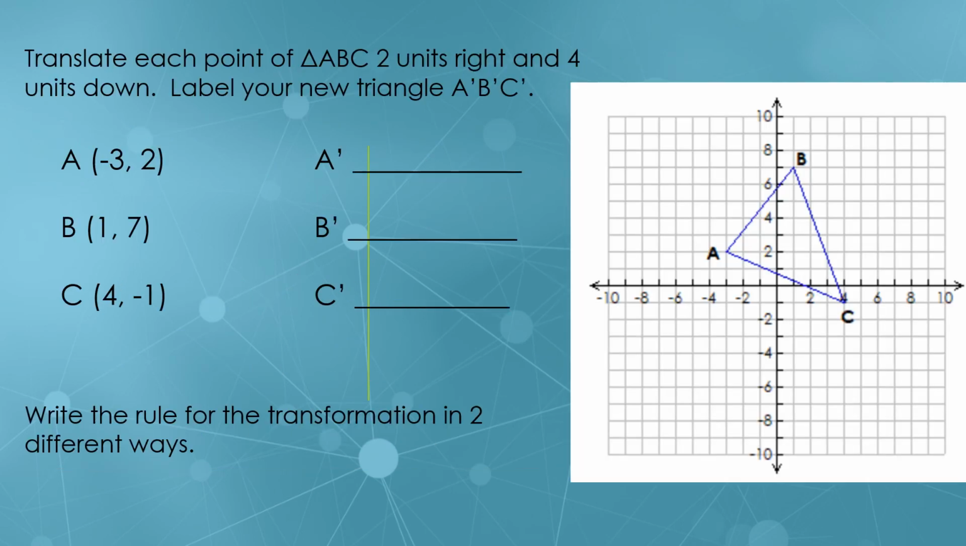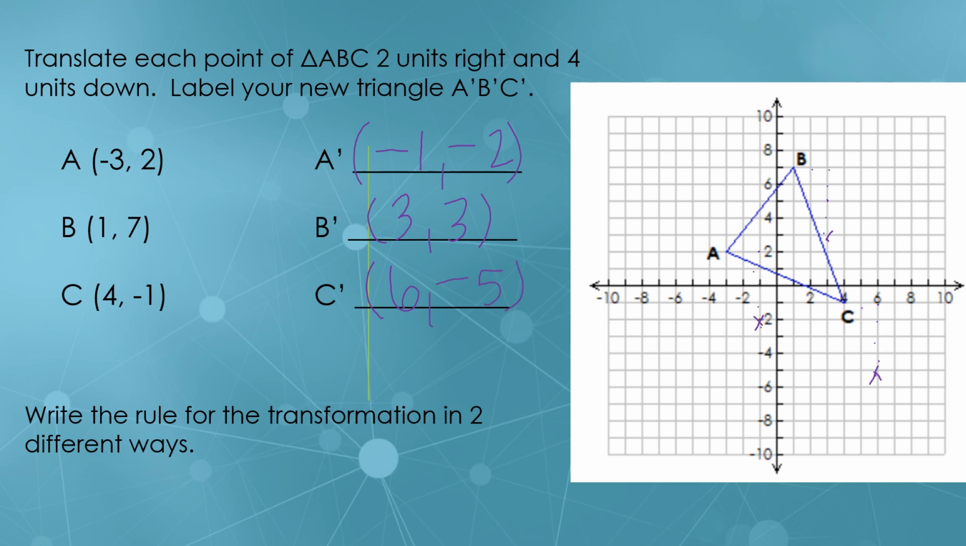So we are going to translate triangle ABC 2 units to the right and 4 units down. The easiest thing to do is to just count. So if I start at A and count 2 units right and then 4 units down, that puts me at (-1, -2). For B, if I count 2 right and 4 down, that puts me at (3, 3). And for C, if I count 2 right and down 4, that puts me at (6, -5).